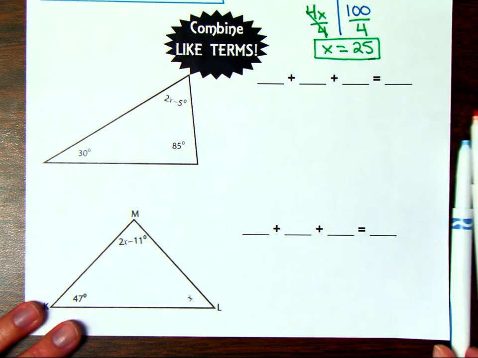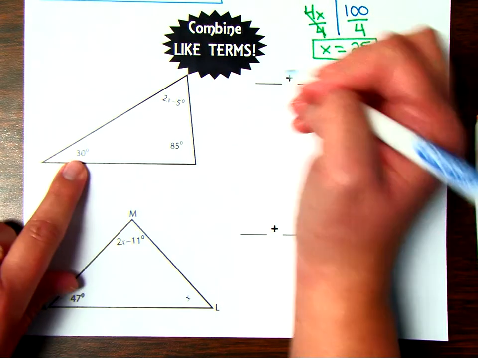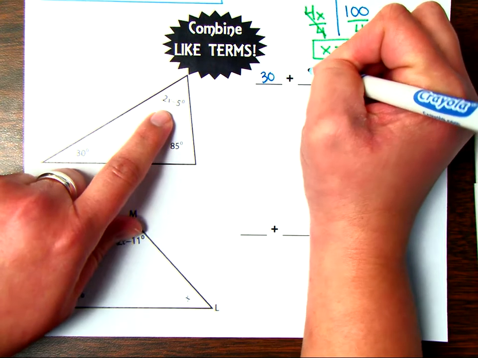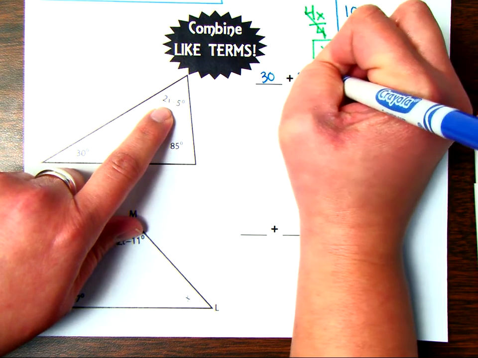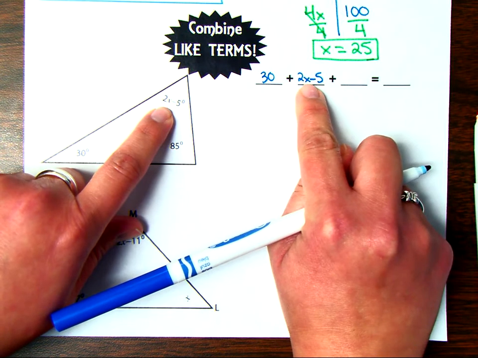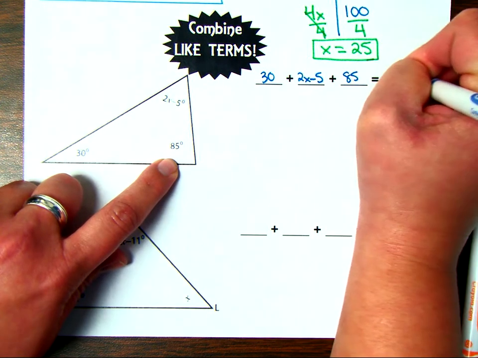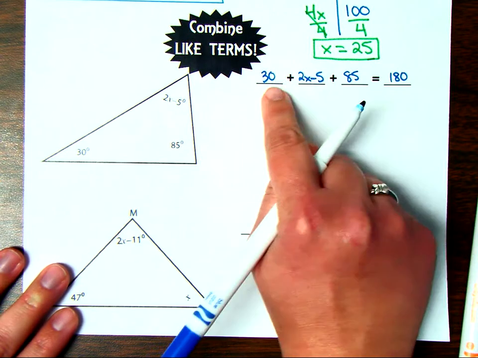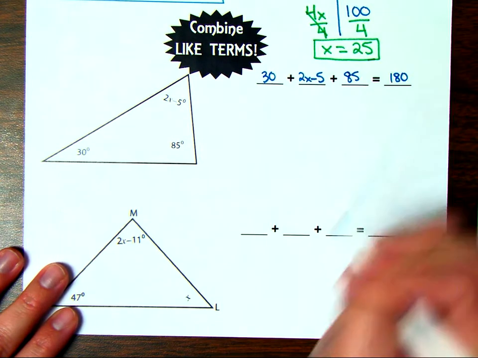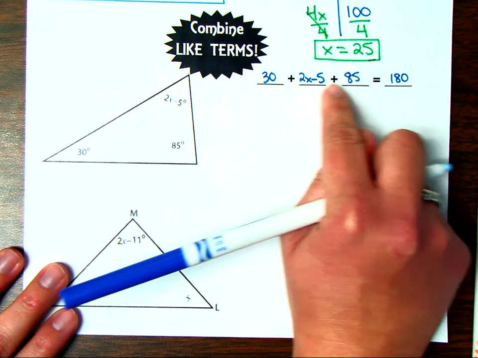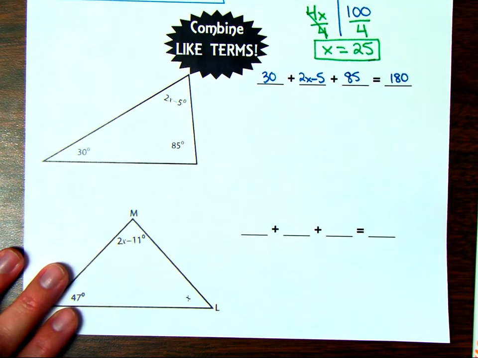Alright, so first I need to fill out my angles. So I have 30 degrees plus 2x minus 5, and that's the whole angle, so I have to put that whole amount in there. And then 85 is equal to 180. So we're going to use this little sentence stem like we used in our previous lesson. So blank plus blank plus blank equals 180 degrees.